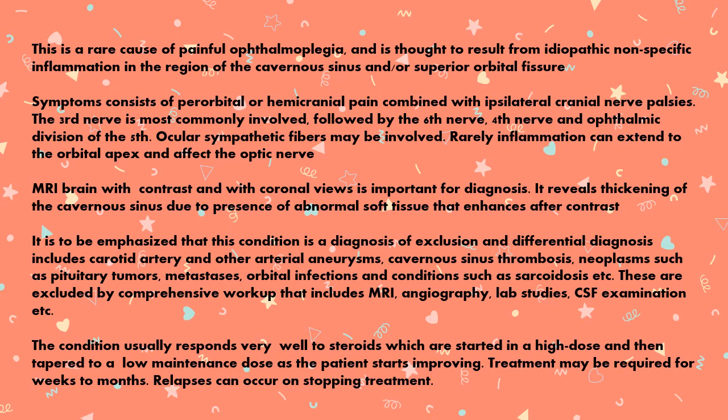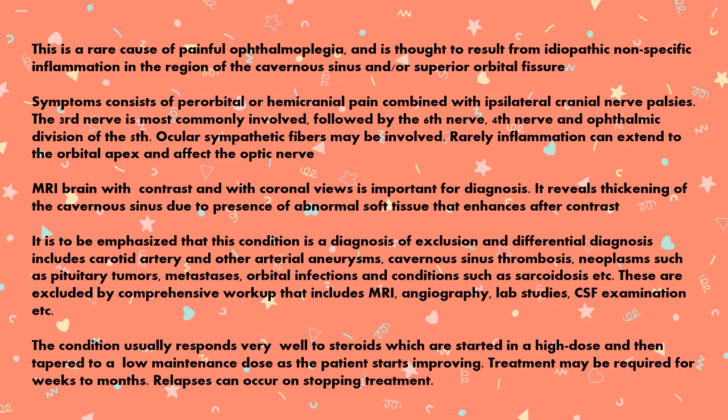The third nerve is the most commonly involved, followed by the sixth nerve, fourth nerve, and ophthalmic division of the fifth. The oculosympathetic fibers may be involved. Rarely, inflammation can extend to the orbital apex and affect the optic nerve. MRI brain with contrast and with coronal views is important for diagnosis.